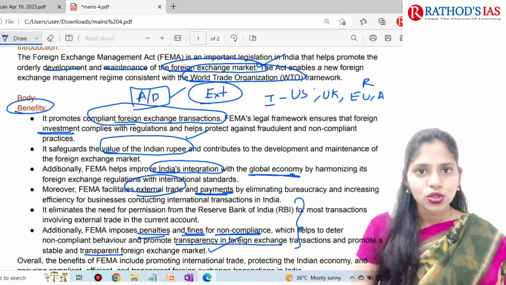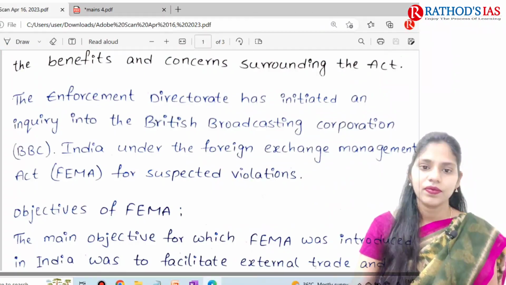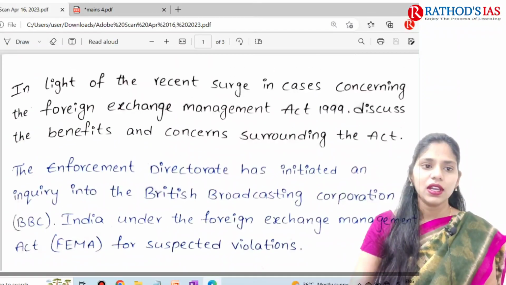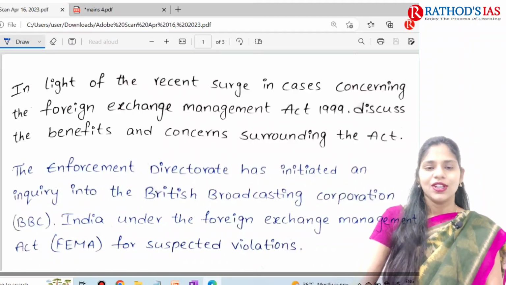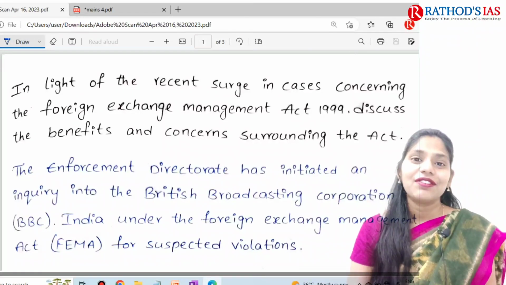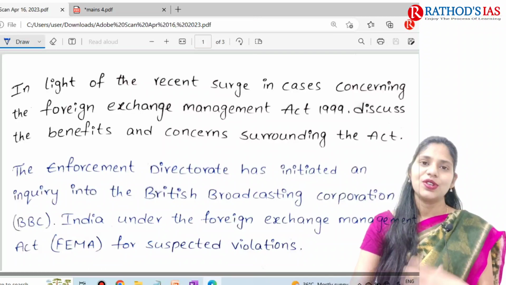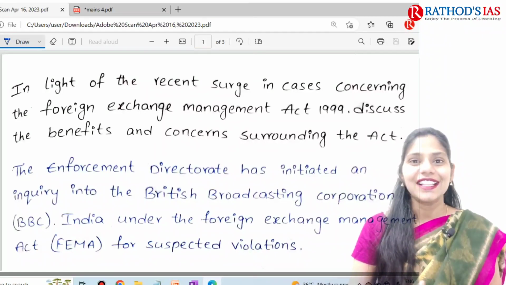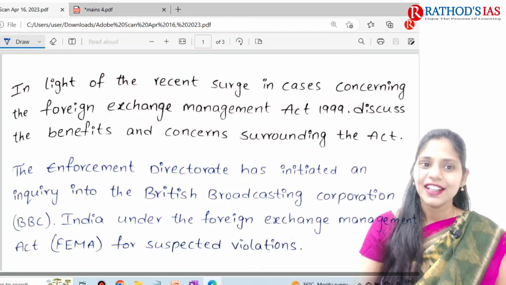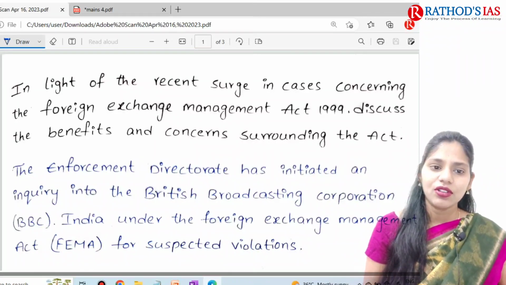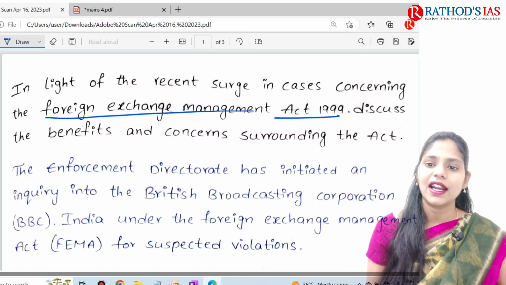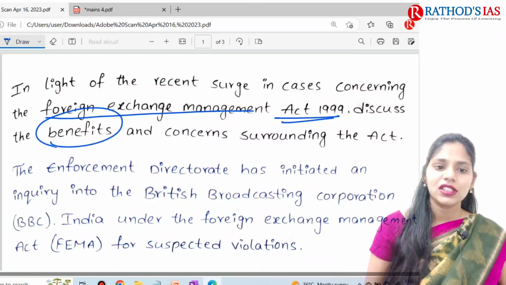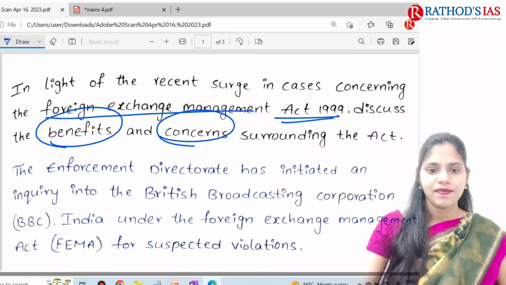And now I will show you one student's copy. This is a student copy and I hope you can see. Now let us try to identify the mistakes. If you identify the mistakes, then you can become an expert in writing, right? The same question, about the Foreign Exchange Management Act 1999. You have to see the benefits and concerns.